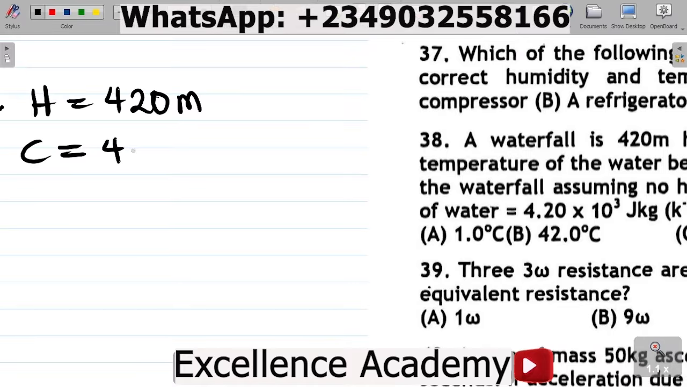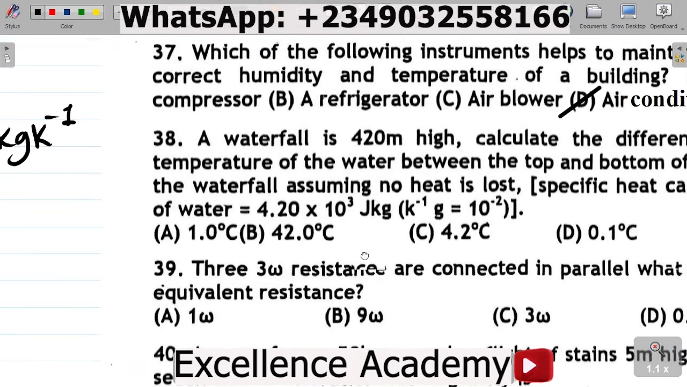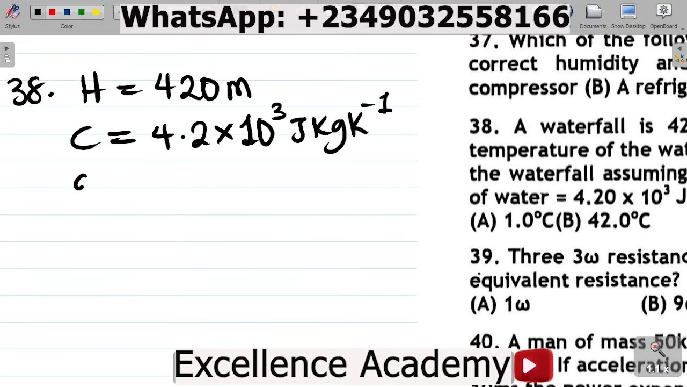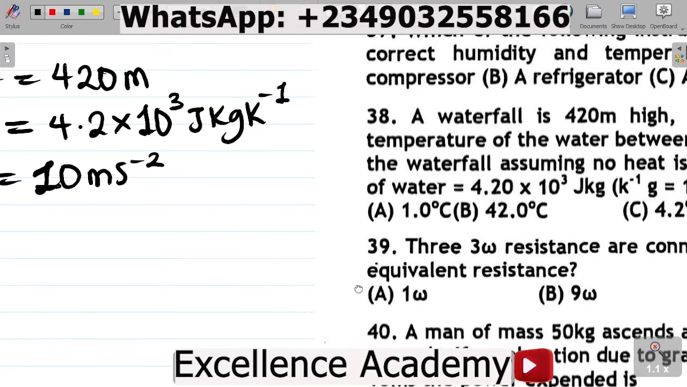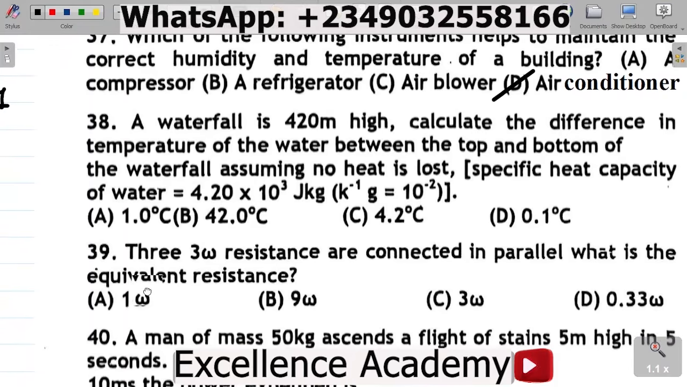They gave you c as being equal to 4.2 times 10 to the power 3 joules per kilogram per Kelvin. Okay, what else? They said take g to be equal to 10, this is 10 meters per second squared. We are asked to find the change in temperature. Now, for this question, were you given the mass? Are you given the mass here?